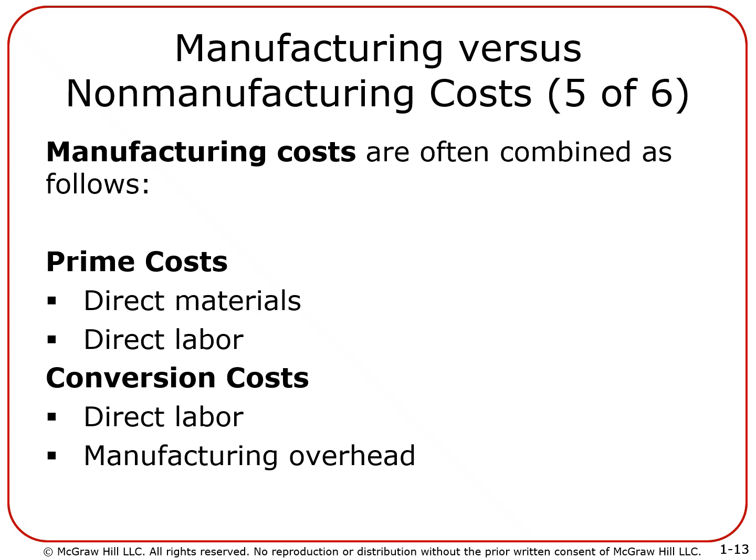The reason why the first two, direct material and direct labor, are called prime costs is because that's the major or the prime cost, the main cost. And direct labor and manufacturing overhead are called conversion costs. Why? Because to convert raw material into finished products, you need to bear these expenses. So that's the reason why we call those conversion costs.